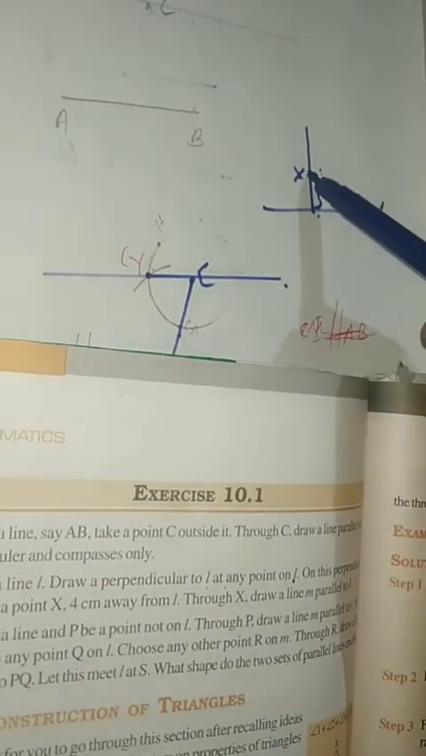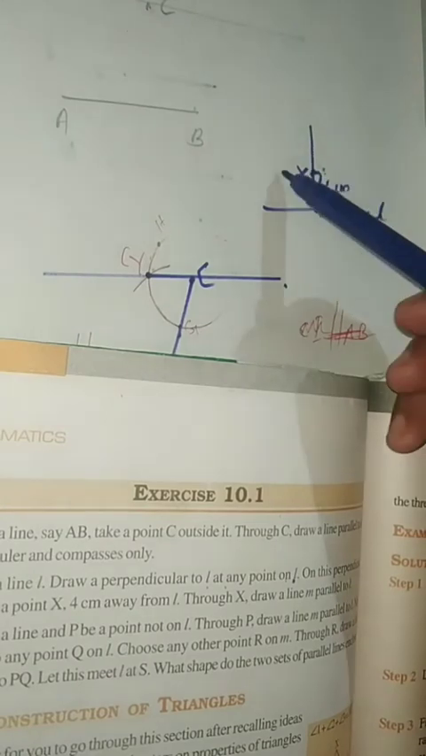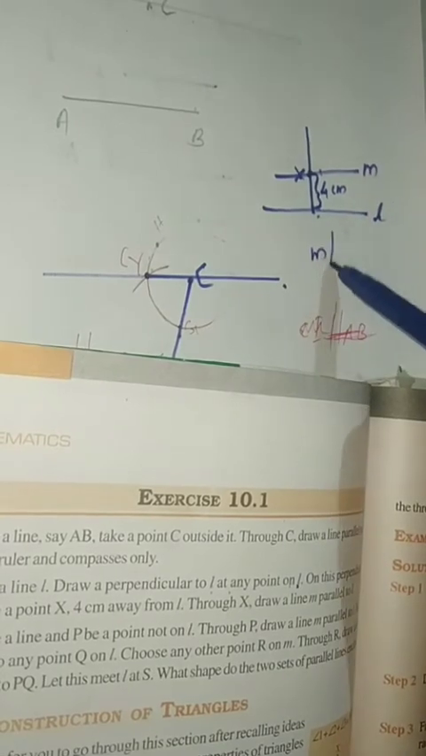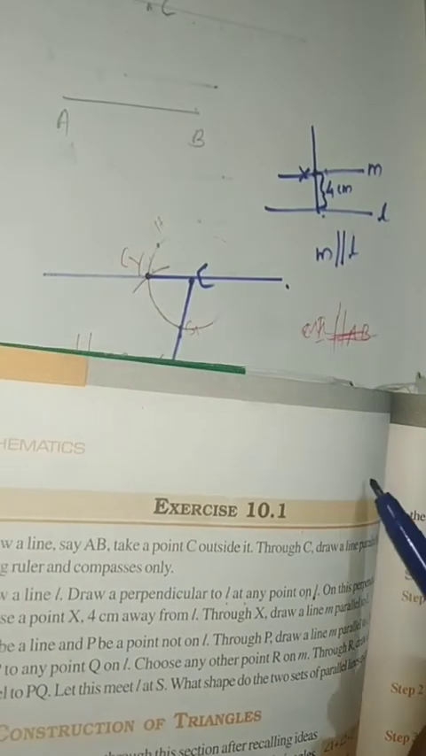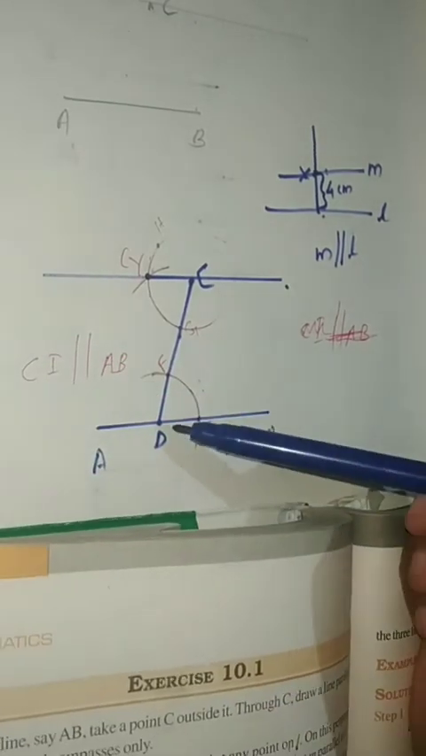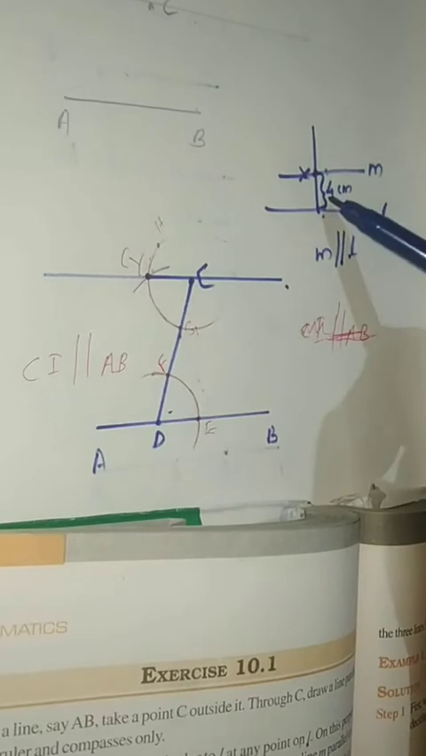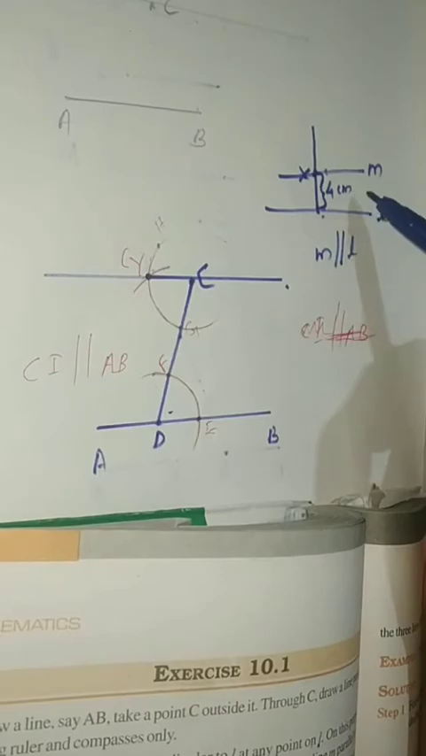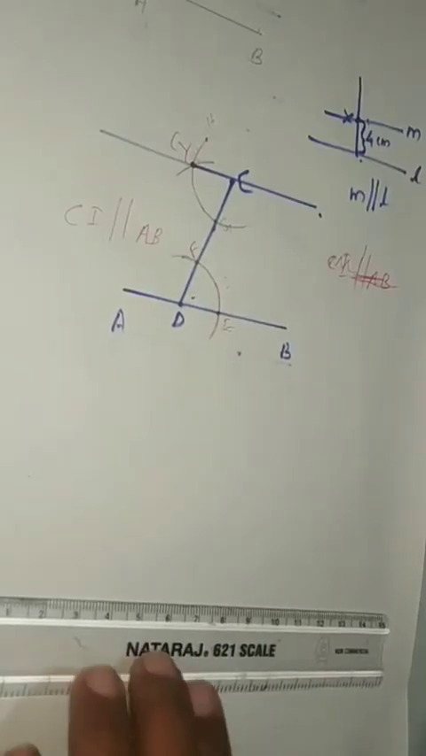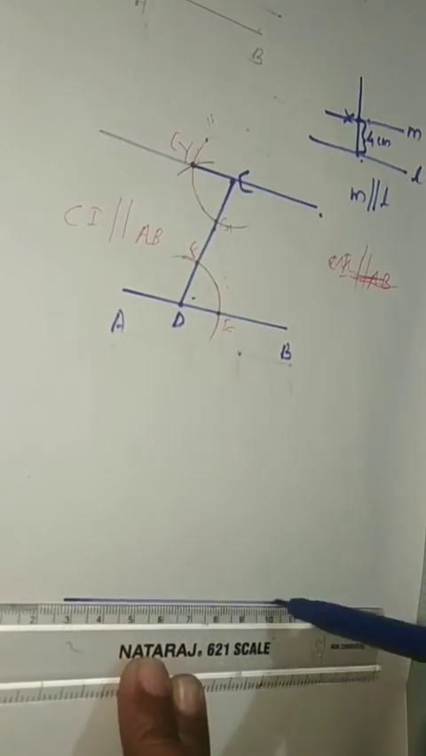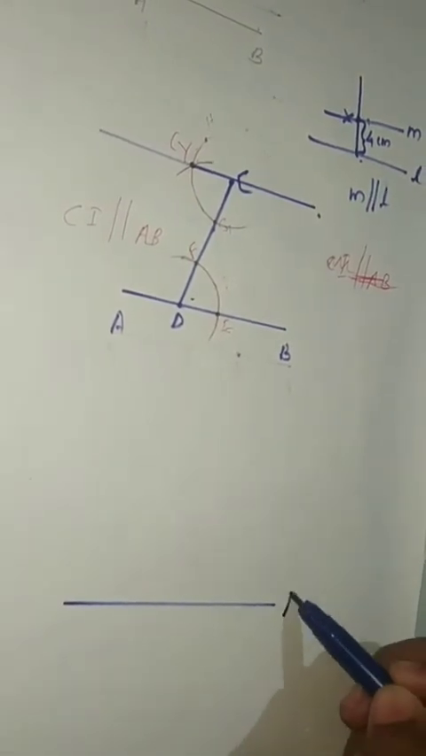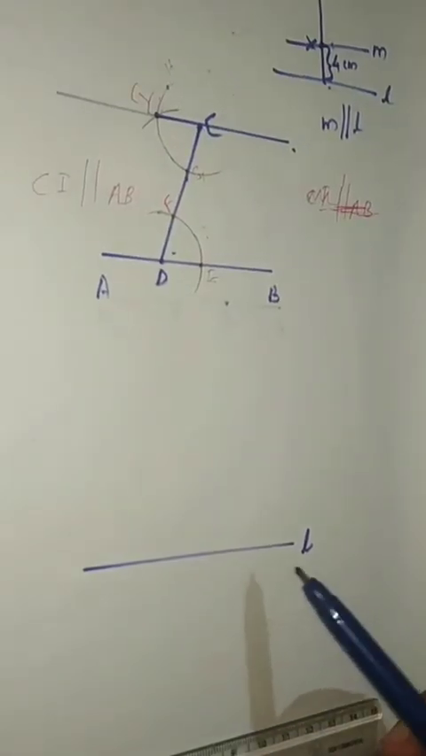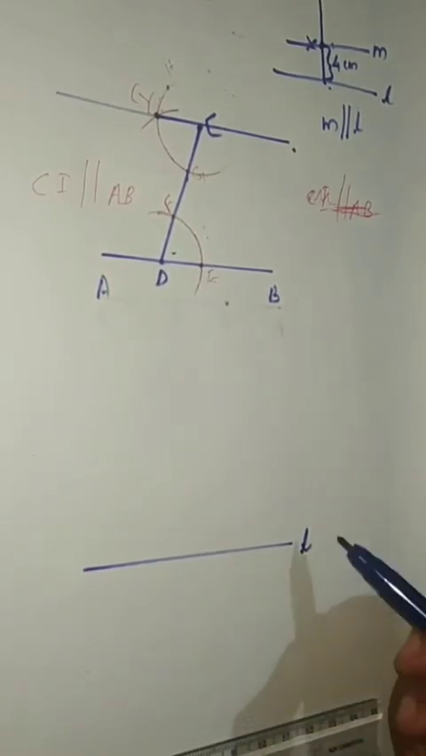Then through X, draw a line M. Through X we have to draw another line M. Then this M will be parallel to L. How can we draw that? First, we drew without the distance, but here we got the distance 4 centimeter. First, we have to draw the line L. Now, we have to draw a perpendicular line to line L.